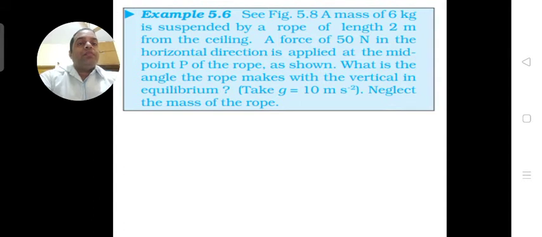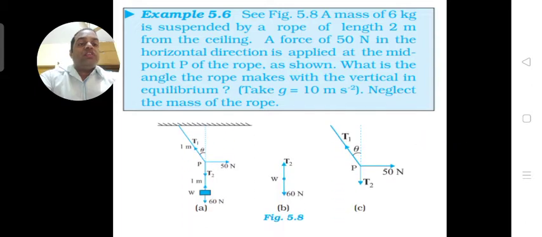This is the example. A mass of 6 kg is suspended by a rope of length 2 meter from the ceiling. A force of 50 Newton in the horizontal direction is applied at the midpoint P of the rope as shown in the figure. This is the figure.